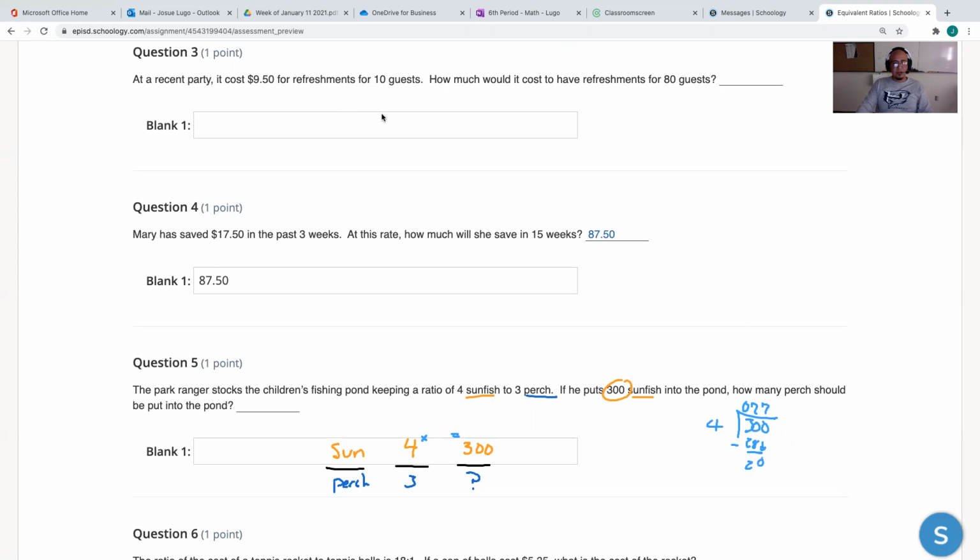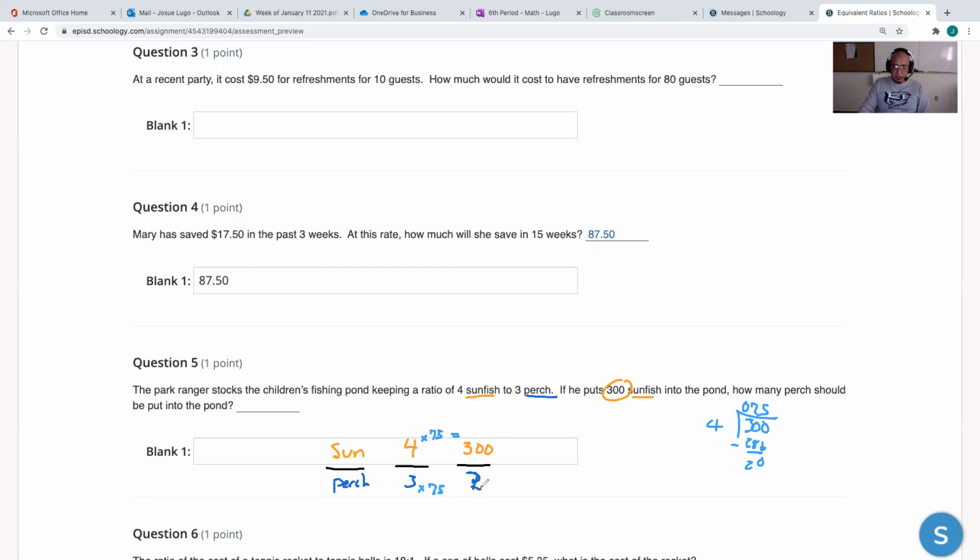That should be a 5. Sorry about that. 75 exactly. That is not my answer. That just means that 4 times 75 is equal to 300. So if I'm multiplying the numerator by 75 to get to 300, I have to multiply the denominator by 75 to see how many perch I need in there. So 3 times 75, that's going to be equal to 225.